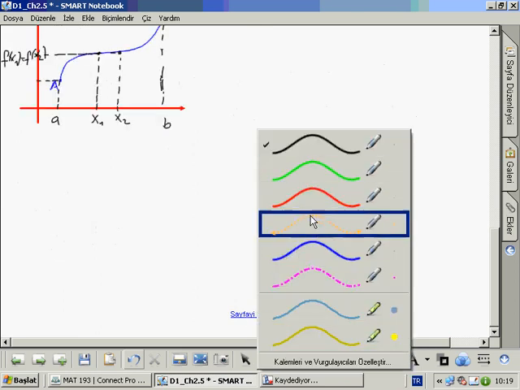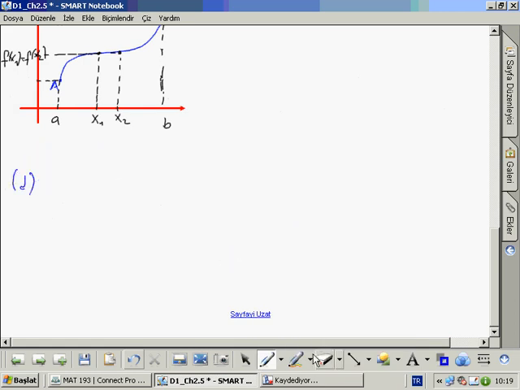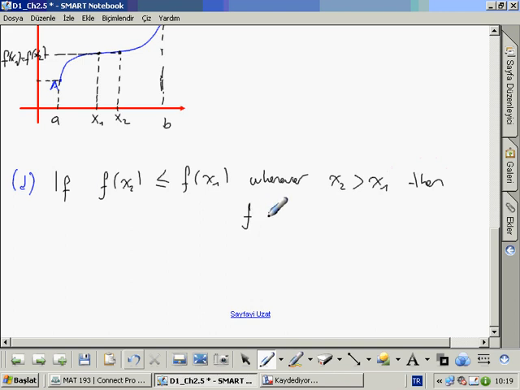And by the same idea, if f of x2 is less than or equal to f of x1 whenever x2 is larger than x1, then we can say f is non-increasing on that interval.